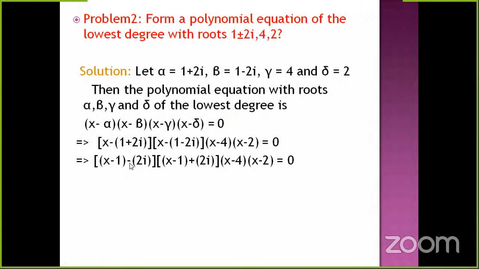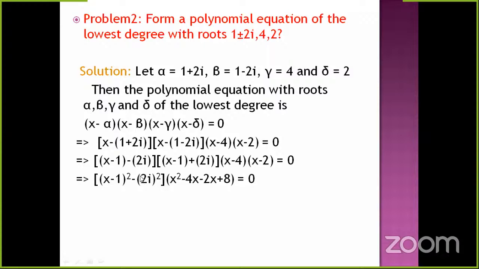x minus 1, so minus of plus minus. So (x minus 1 minus 2i), next bracket (x minus 1 plus 2i), and later (x minus 4) into (x minus 2) is equal to 0. See the terms in the bracket, they are in the form of (a minus b) into (a plus b). So what is the formula of (a minus b) into (a plus b)? Yes, a square minus b square.